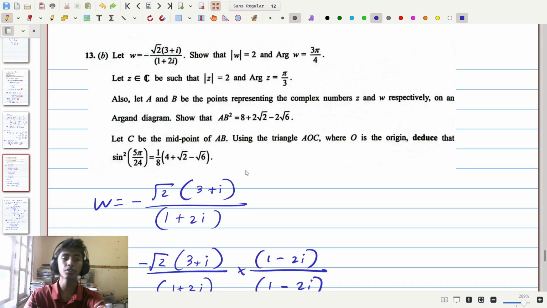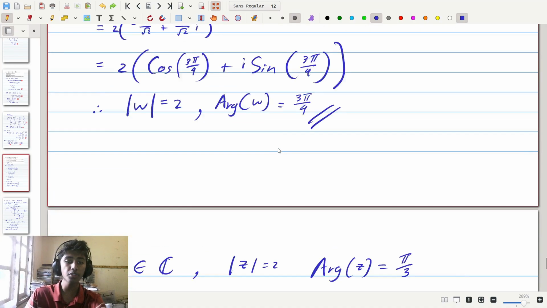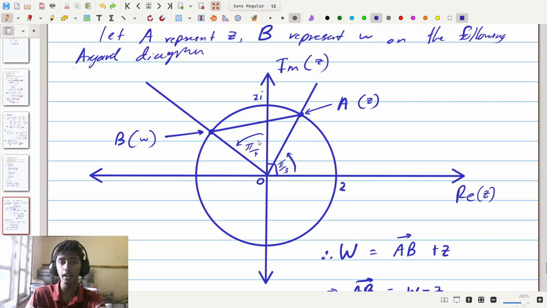So now, for the final part, we're then asked to let C be the midpoint of AB, and then using the triangle AOC, which is a hint for us, where the O is the origin, deduce that the sine squared of 5 pi by 24 is equal to all of this. Now in order to do this, what we're going to do is to consider this Argand diagram. We could either redraw it, but I think it's alright to simply just draw on the same diagram.